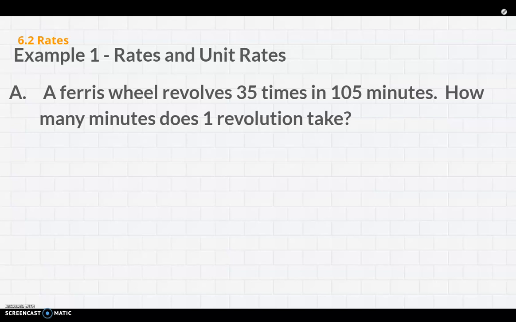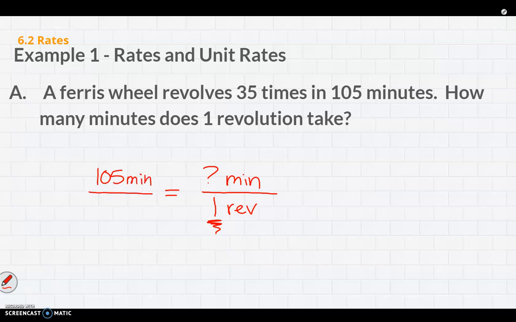Okay, so we want to find our unit rate. We want to find out when the denominator is 1 revolution. How many minutes does it take for 1 revolution? So again, a unit rate, you're going to write all your rates as fractions, and the unit rate just has a denominator of 1. Well, it gives us a rate of 105 minutes per 35 revolutions.